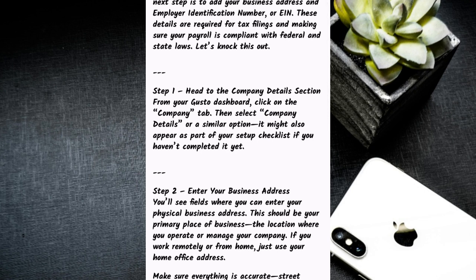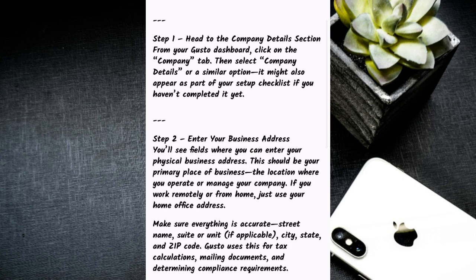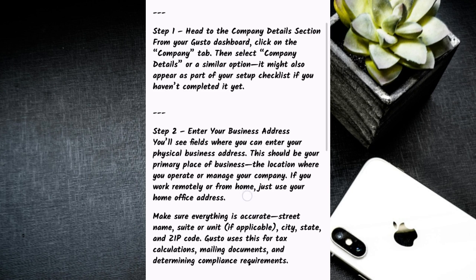Step two is going to be to enter your business address. So you're going to see fields where you can enter your physical business address. Now this should be your primary place of business. So that is the location where you operate or manage your company. And if you work remotely or from home, just use your home office address. And make sure everything is accurate, like street names, suites, or units if applicable, as well as city, state, and zip code. So Gusto uses this for tax calculations, mailing documents, and just determining compliance requirements.